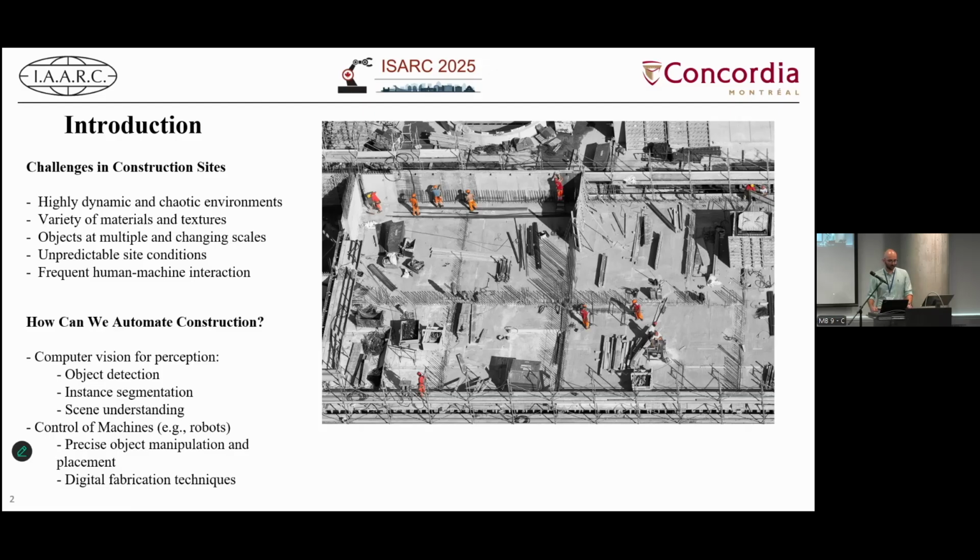Construction sites are highly dynamic and chaotic. They often contain different materials and textures, and there are multiple objects at different scales. It's unpredictable, and there is also the human factor. To automate construction scenes, we need computer vision perception that can do object detection, segmentation, and scene understanding, and accurately and precisely manipulate robotic arms.